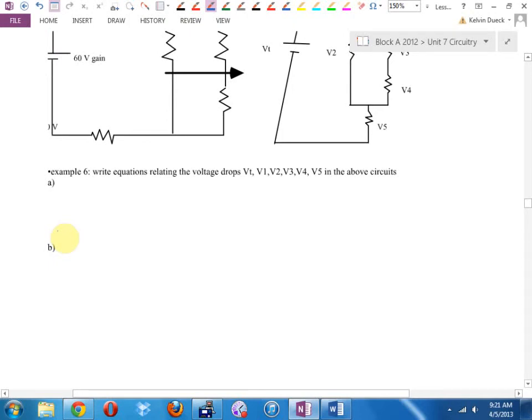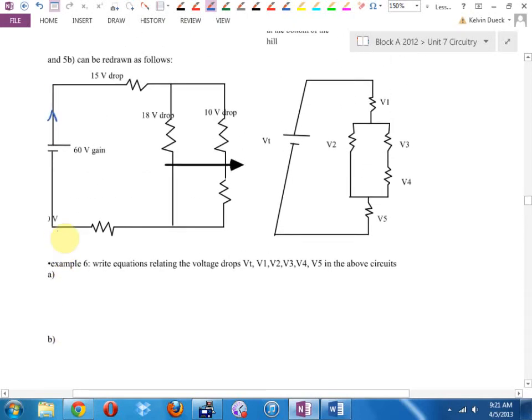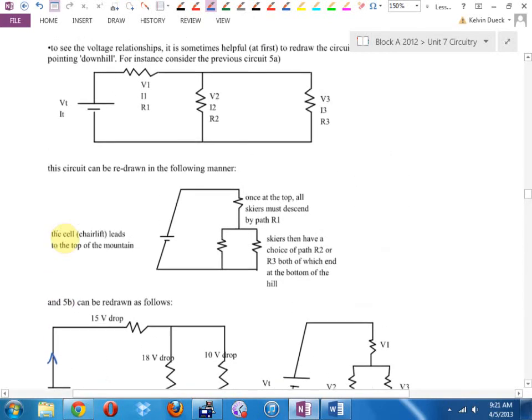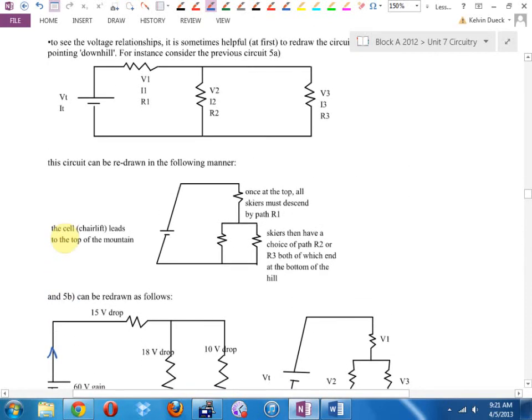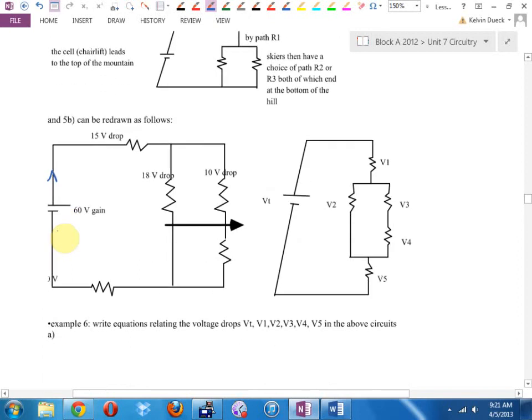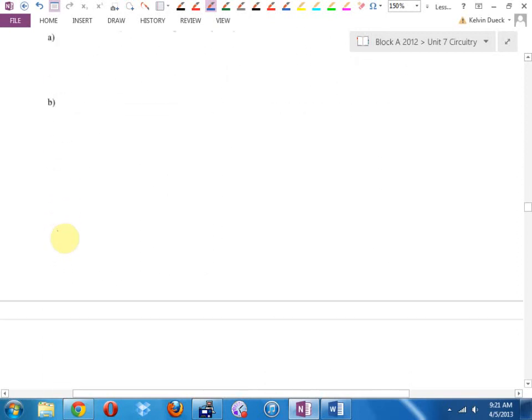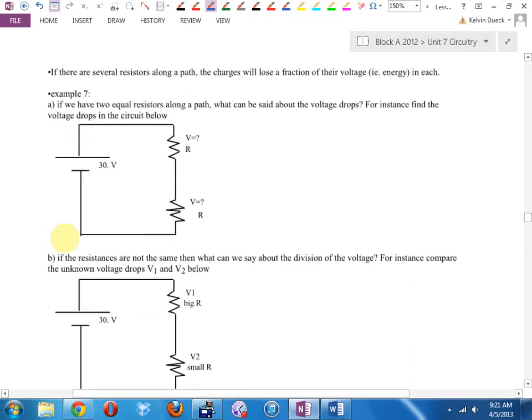Example 6 says, write equations relating the voltage drops. Well, let's see. In the above circuits, in A, where am I going here, Mr. Dewick? We're going to come back to that. Instead, we're going to go to example 7.